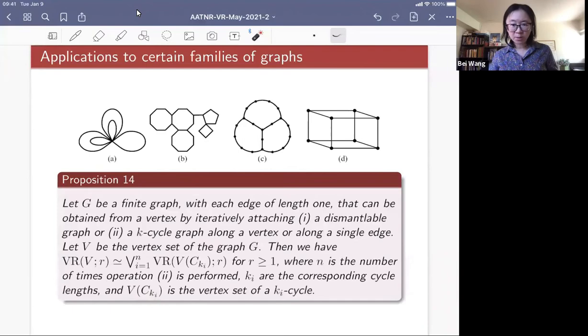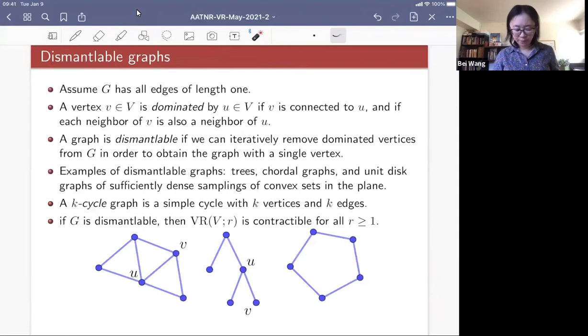So what are the families of graphs we can use to glue? This is a dismantlable graph. For example, those are all examples. Actually, a tree is an example of a dismantlable graph. Basically, a vertex V is dominated by another vertex U if all of V's neighbors are also neighbors of U. For example, in this case, V is dominated by U because all the neighbors of V are neighbors of U. Same thing here.